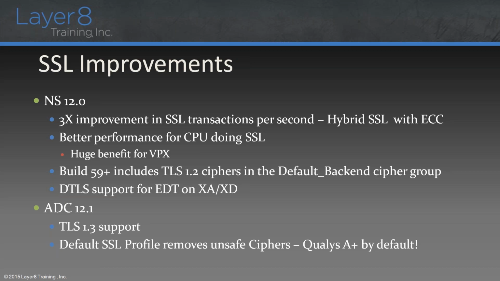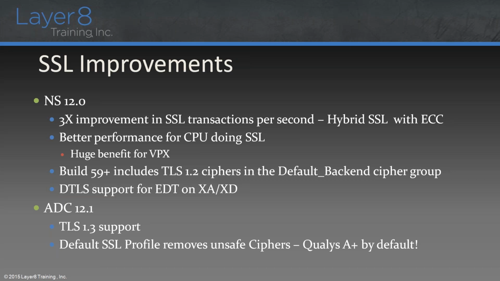You'll also see on here, when you get to 12.0 build 59, they've gone in and included the more secure TLS ciphers in their cipher group. So when we're rolling that out, by default, we're a little bit more secure. Also, DTLS, if you guys are not familiar with it: Zen App, Zen Desktop, we've now got a protocol called Enlightened Data Transport. So kind of the next evolution of ICA and HDX is going to be EDT. And so in your 12.0 builds, you've got support for securing that across the internet. They call that DTLS, Datagram Transport Layer Security. We get that in here as well.